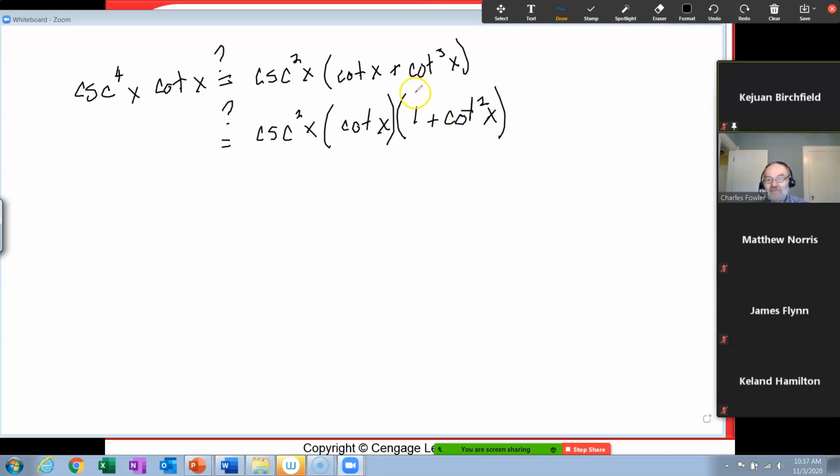Okay. Now, let's go back to our good old Pythagorean identity. Okay. And that was sine squared x plus cosine squared x is equal to 1. Okay? Now here we got a cotangent squared x. What is cotangent? That's cosine over sine. So let's divide everything by sine squared x. Over sine squared x. And this is over sine squared x.